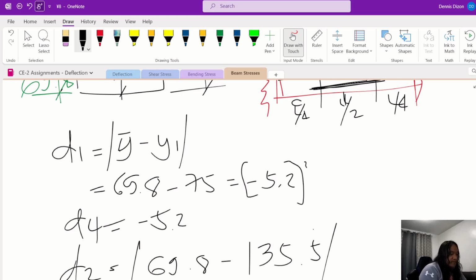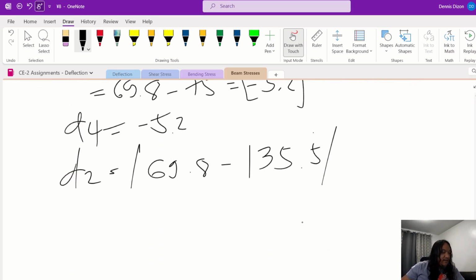135.5, and then absolute value. Or you can just disregard the absolute value. Even if it's negative, when we square the distance, that would still be positive. So 135.5 minus 69.8, so this is 65.7.